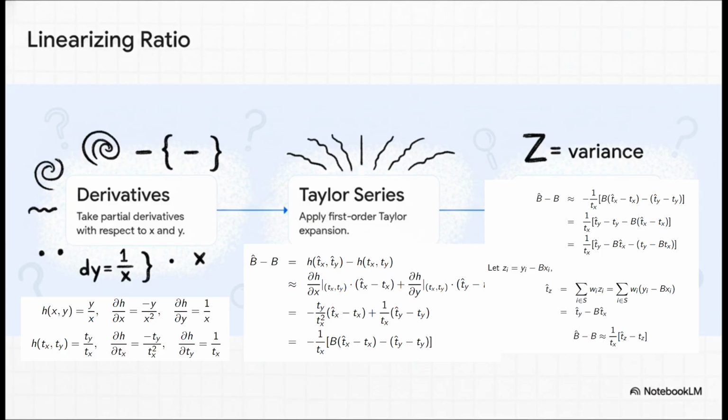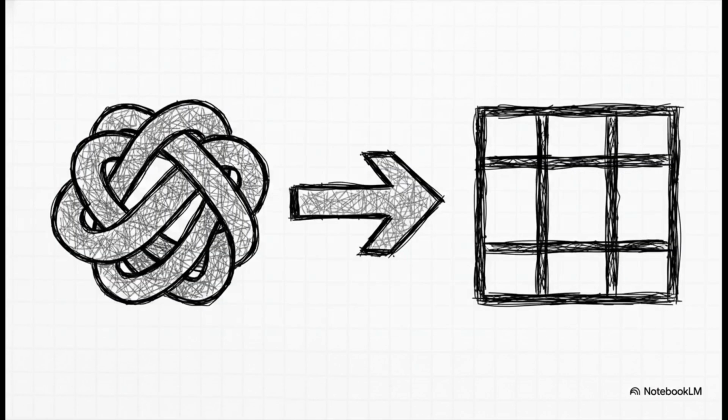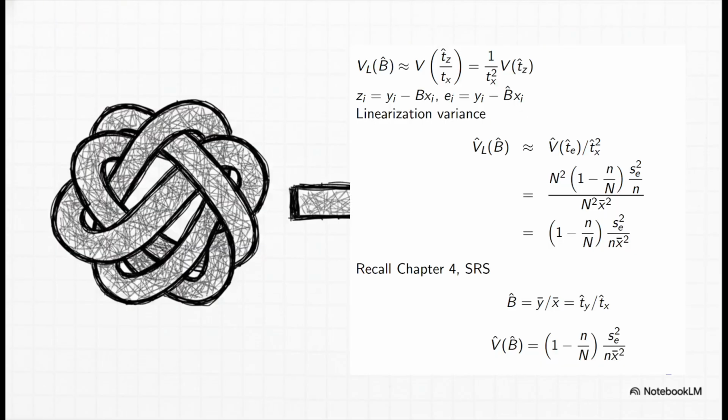What we've just done is transform the variance of a complicated ratio into the variance of a simple total of z. Now, I want to slow down for a second because the final result of all that messy calculus is actually quite beautiful. The linearization variance for the ratio estimator, v sub L of b, is approximately equal to the finite population correction, which is that 1 minus n over N part, multiplied by the sample variance of the residuals, s sub b squared. Then you divide that whole thing by the sample size n times the sample mean of x squared.